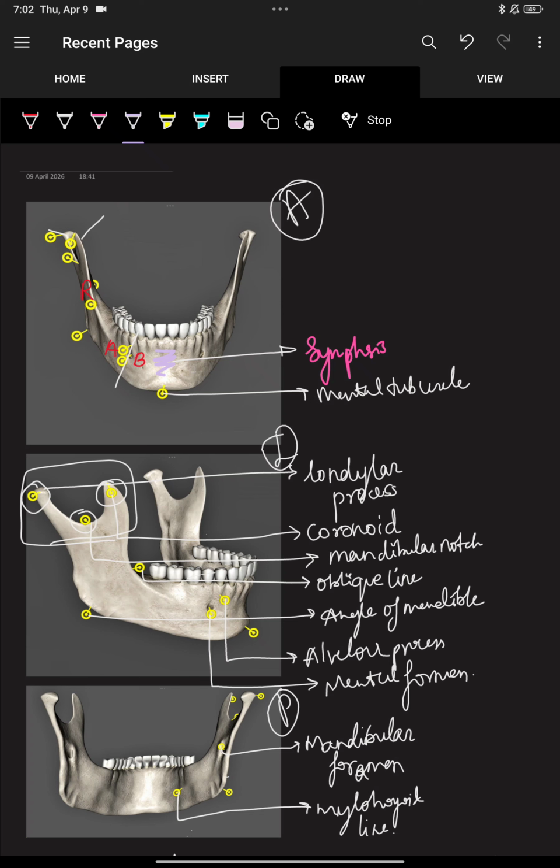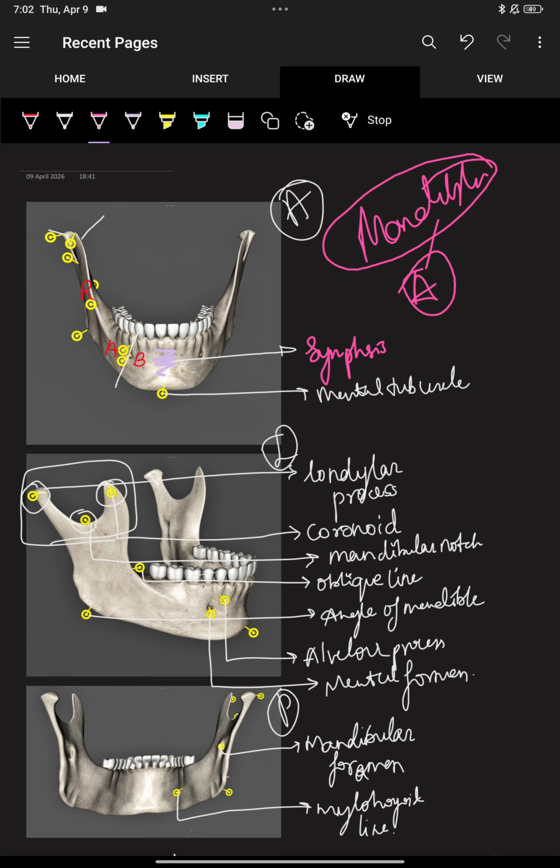So today we'll discuss the mandible. We'll discuss the anatomy of the mandible and the identification of skeletal remains, which is important for your forensic medicine. This is very important for your practical. In forensic medicine they'll ask you how you identify whether it is male or female.